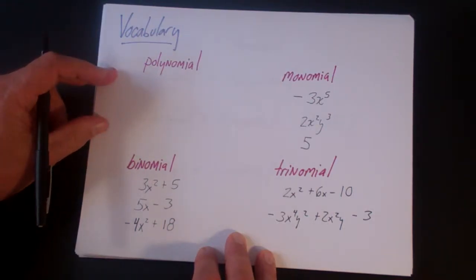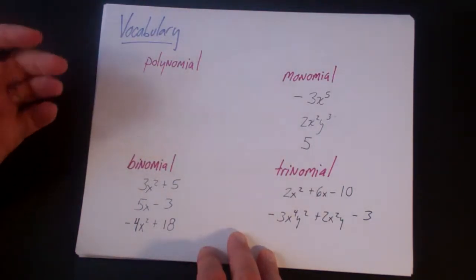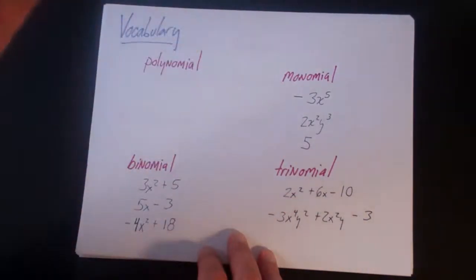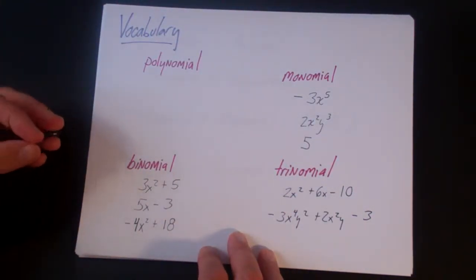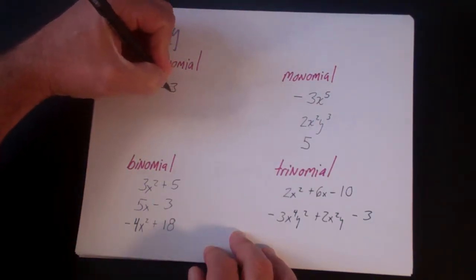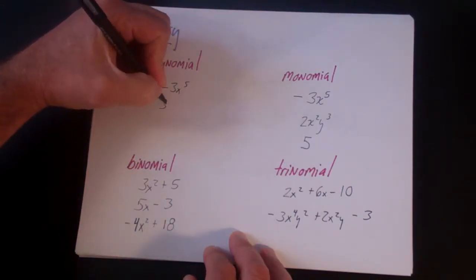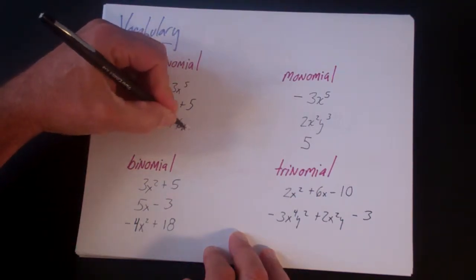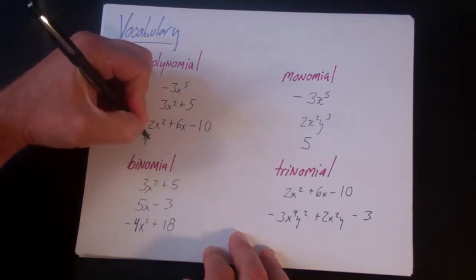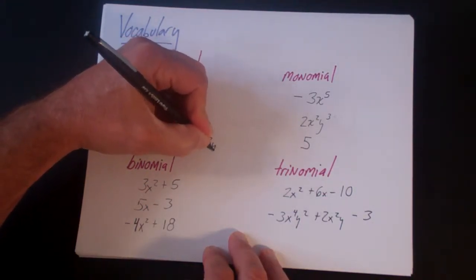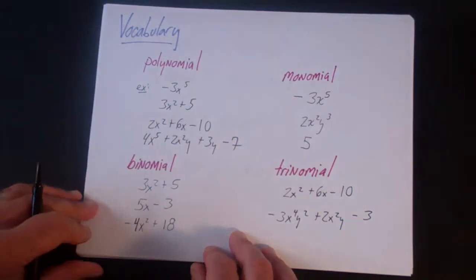A polynomial simply is a nomial with any number of terms, right? So a polynomial can include monomials, binomials, trinomials, quadrinomials, however many terms it is. So, as an example, it could be any of these. Minus 3x to the fifth is a polynomial, 3x squared plus 5 is a polynomial, 2x squared plus 6x minus 10 is a polynomial. Even if it had four terms, 4x to the fifth plus 2x squared y plus 3y minus 7, four terms, it's also a polynomial.